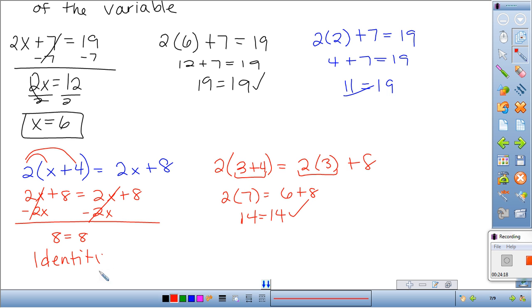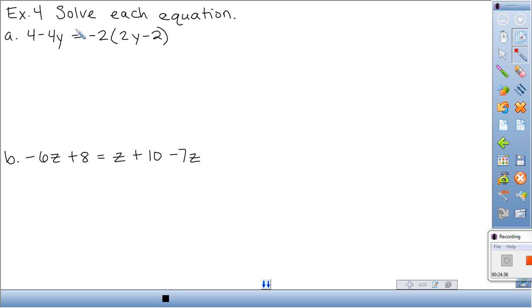When you write that, it tells people that any value you choose for x will work to make the left side equal to the right side. In this equation, there's only one value. There's only one answer. Only 6 will satisfy this equation, but not in the identity. Any value will satisfy the equation. So let's look at a couple more identities, or a couple more equations.